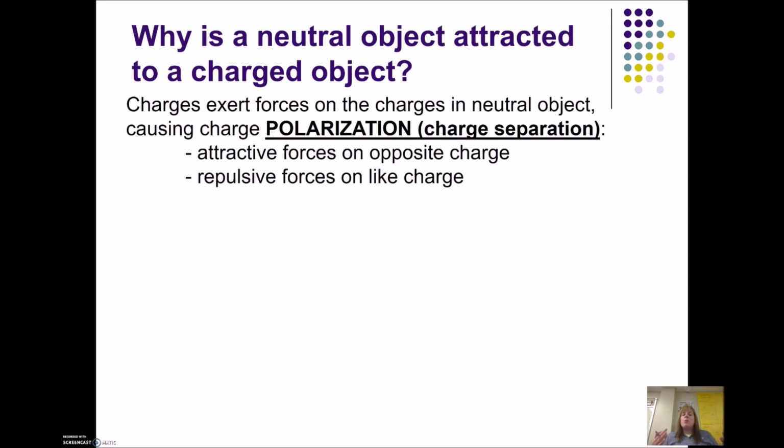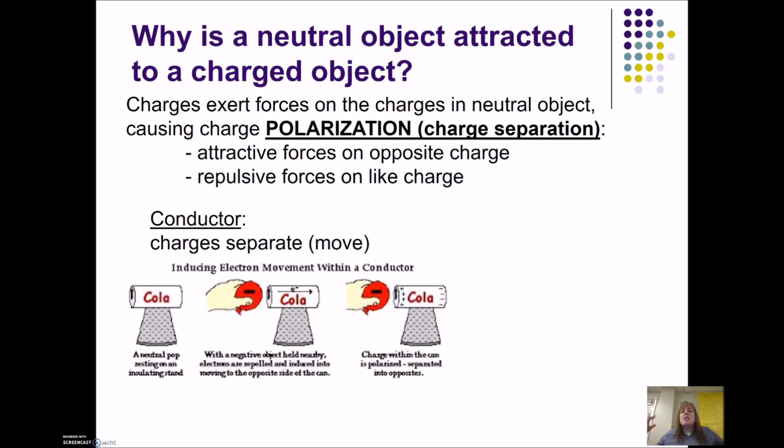Well, what happens when we bring a charged object by a neutral object, we get charge polarization. Remember charge polarization from the last video? It's when positive and negative charges separate from each other. So I get attractive forces. When I get this charge polarization, the opposite charge is close to the charged object, and so that exerts an attractive force, and I have a repulsive force pushing on the like charges which get farther away.